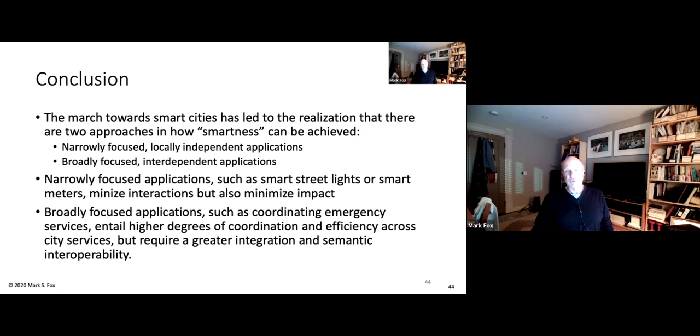And this is a role that ontologies are playing, and will be playing, within the smart city today and the future cities of tomorrow. Thank you very much.